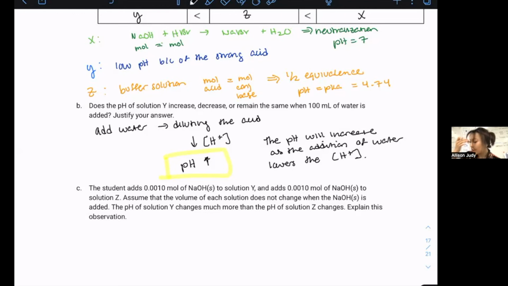Why? Well, okay, when we look at Y and Z, we've identified that Y is not a buffer solution, but Z is.